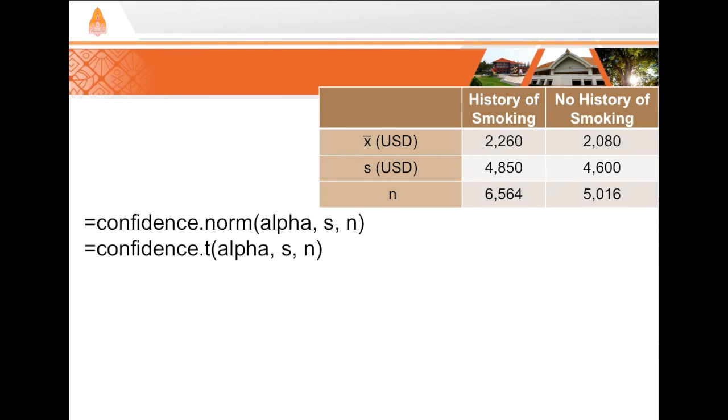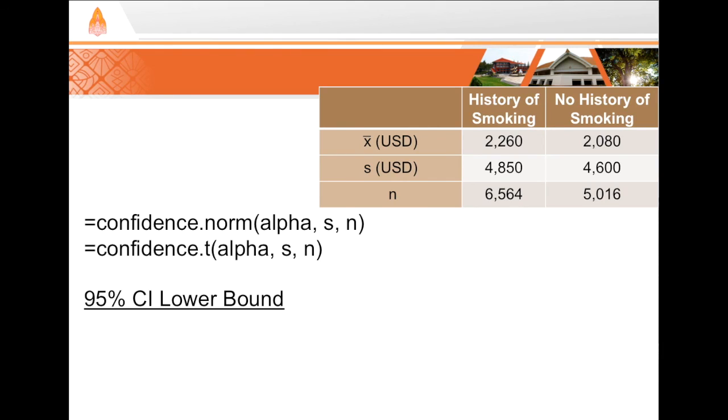The last thing I'll do is show you how to do this in Excel. So in Excel, we can use the confidence.norm function. It requires 3 inputs. It requires alpha, the standard deviation from our sample, and the sample size. And if your n is less than 60, we need to use the confidence.t, and it has the same syntax. As an example, you could calculate the lower bound of the 95% confidence interval from the smoking example.